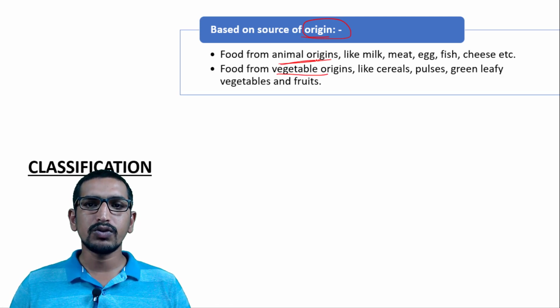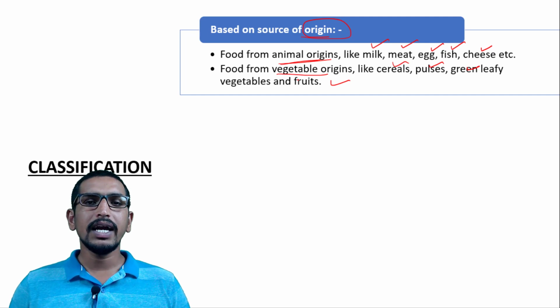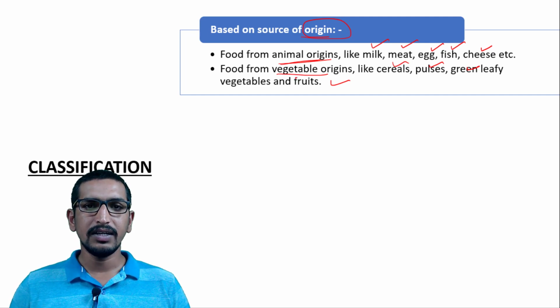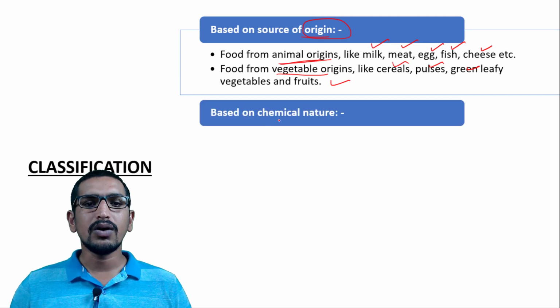Animal origin sources are milk, meat, egg, fish, cheese, etc. And vegetable origin sources are cereals, pulses, green leafy vegetables, fruits, etc. So whatever food we take, food is of two types of origins. One is animal origin and another one is vegetable origin.